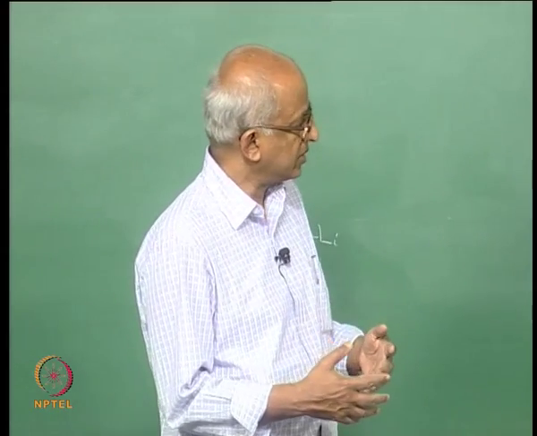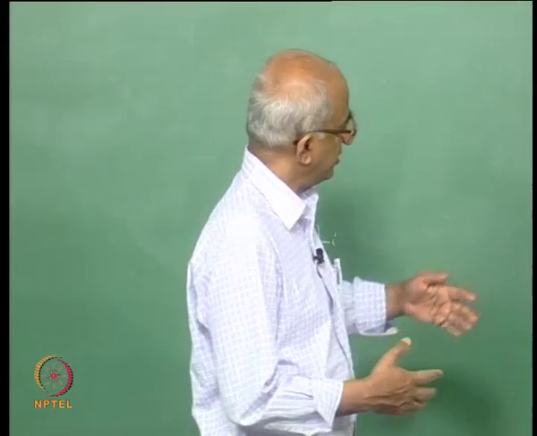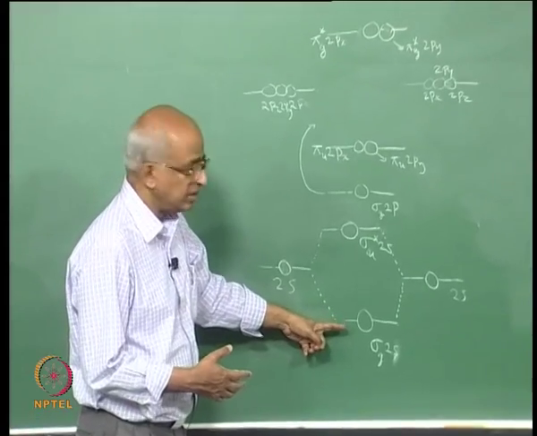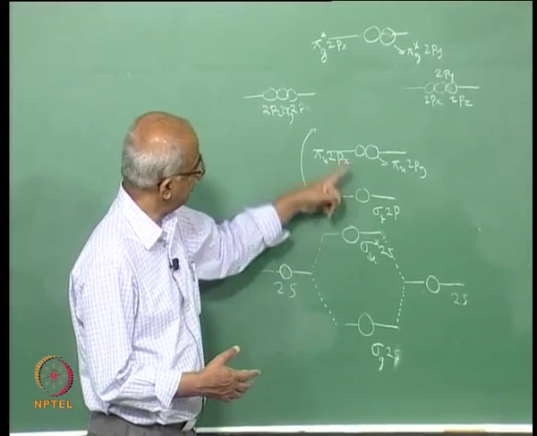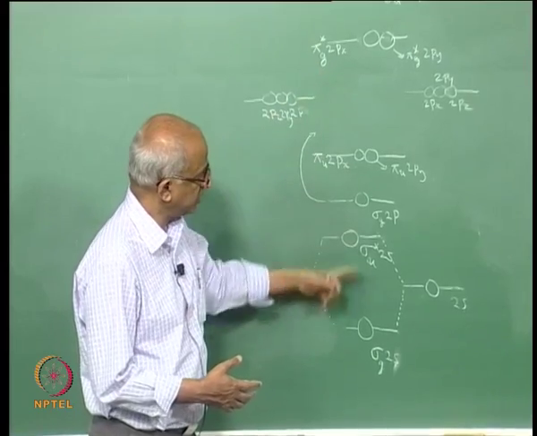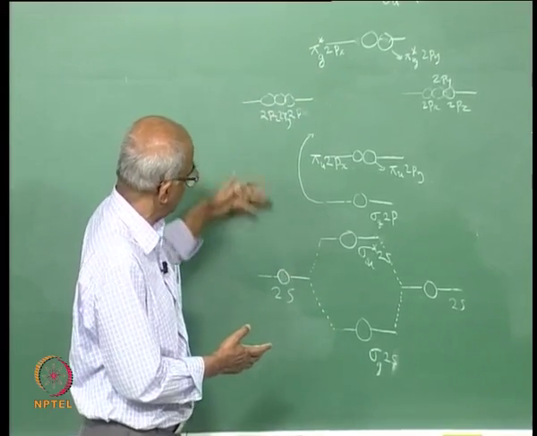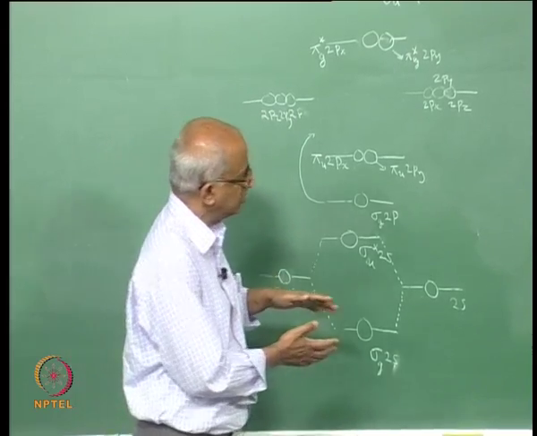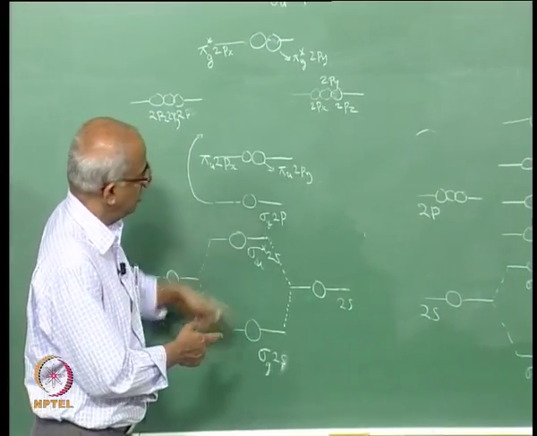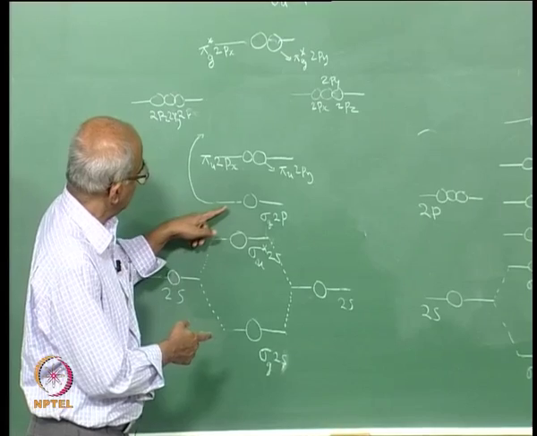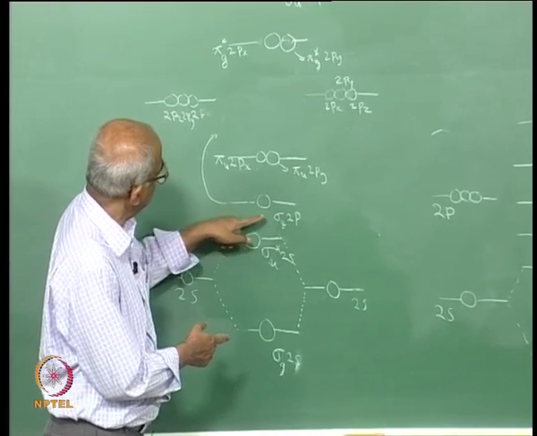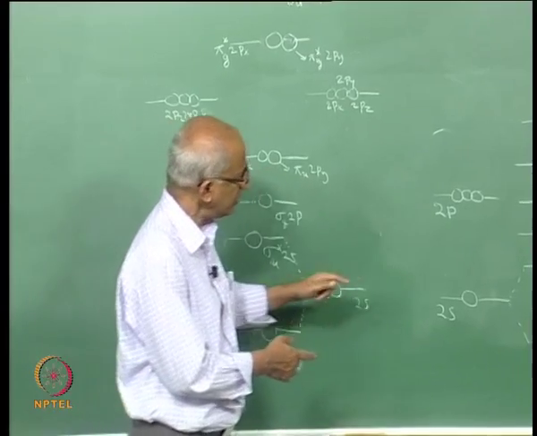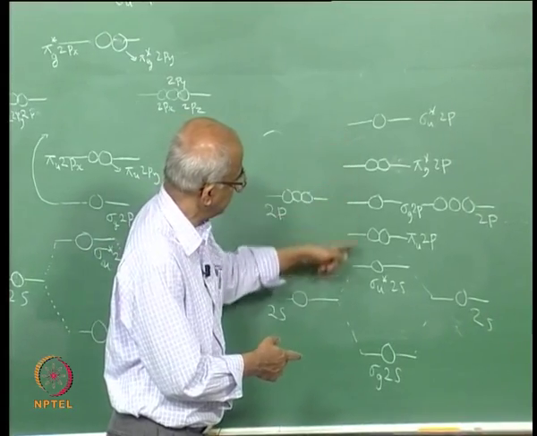We continue what we were discussing. In the case where the energy separation between 2s and 2p is large, the molecular orbitals formed have this order as far as their energies are concerned. But if the separation between 2s and 2p is not that large, then the order of the orbitals changes, and this sigma g 2p actually goes above the pi orbitals, and that is what is shown in this picture.